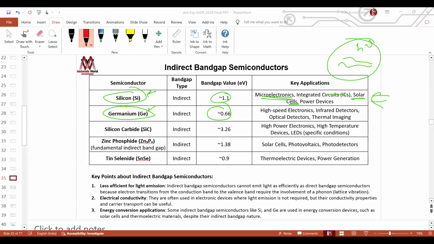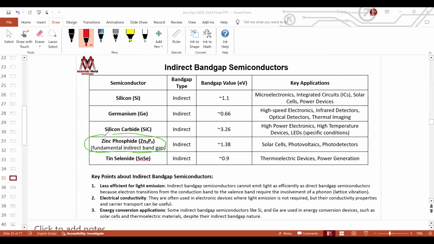Silicon carbide is used for high power electronics where high temperature is present. Silicon cannot be used there because it has lower thermal stability, while silicon carbide can withstand high temperature. That's why it can be used for power electronics and some specific LED conditions. But forget this LED.